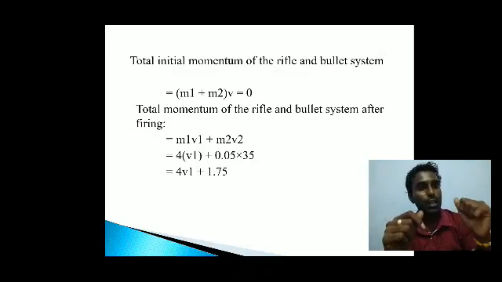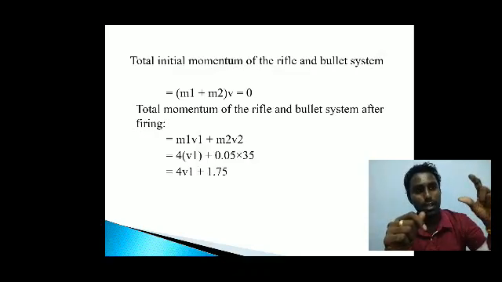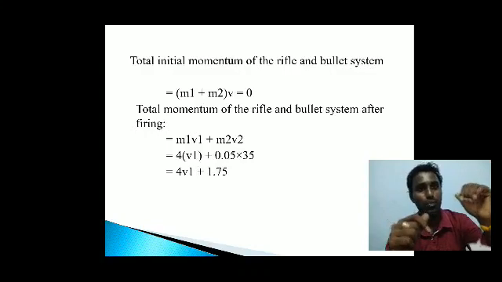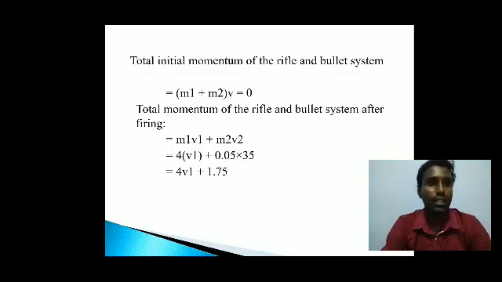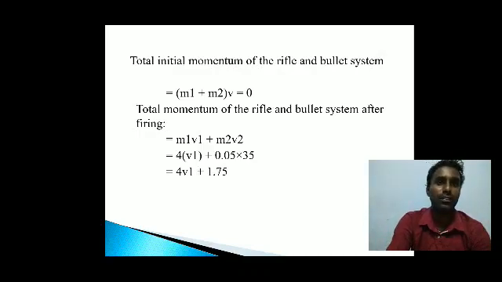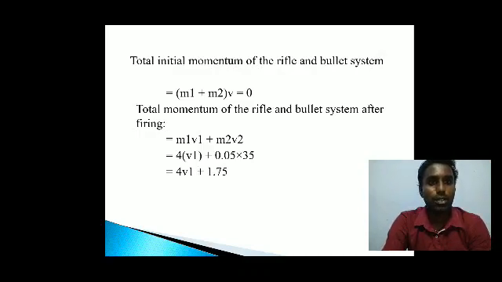And what happened to the recoil of the gun? The gun has mass, and the recoil velocity will be taken as v. Here I have taken v1, or generally you take v. So 4 into v1, the gun mass into v1, plus 0.05 into 35. 0.05 into 35, if you multiply, is 1.75, so 4v1 plus 1.75. This is the second equation.